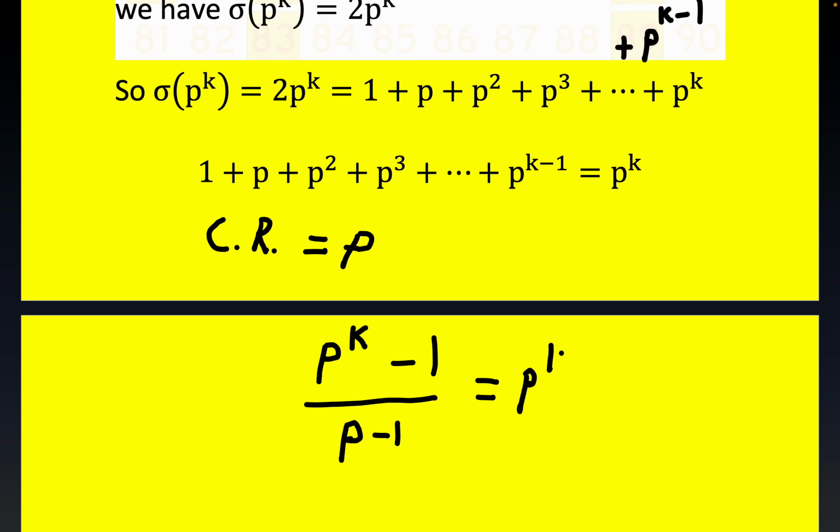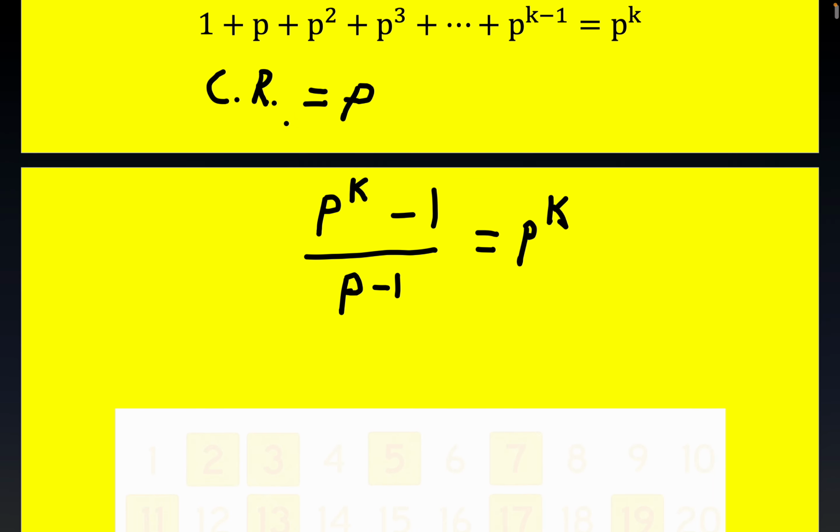Again, this is what I think is sometimes called a closed form. This left-hand side here is a closed form sum for the left-hand side right up here. So we get this statement. And again, that's the supposition that P^K is perfect, okay? But watch what happens here. You could probably tell right now that this is impossible, right?